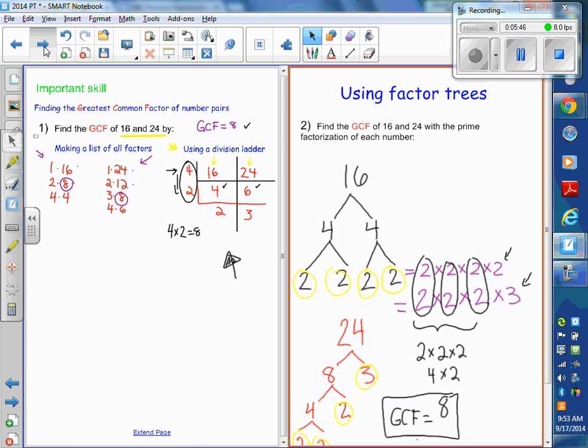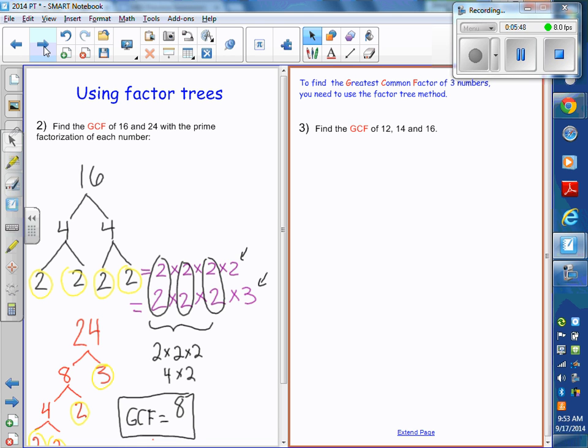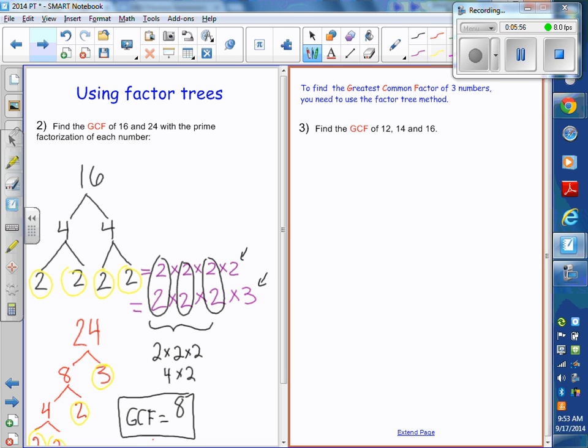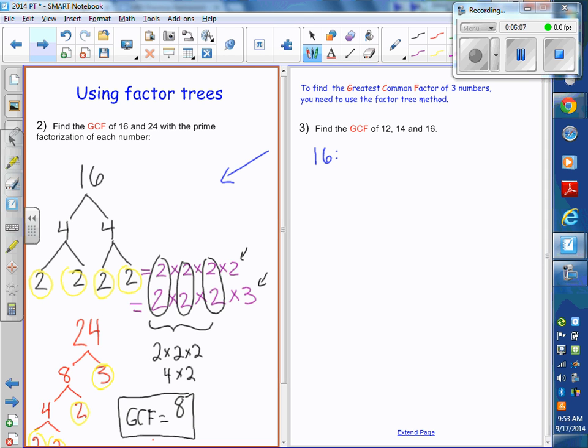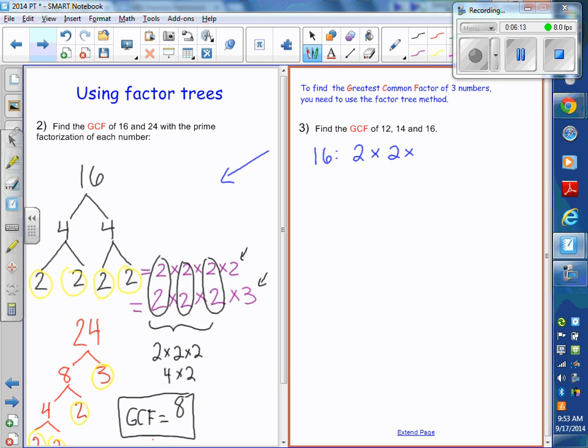So we're going to practice with three numbers. Now we're going to do the same process. We're going to find the greatest common factor with three numbers, but you have to use the factor tree method. So I already know what the prime factorization of 16 is, because I have it on this page here. So I'm going to just copy that work. 2 times 2 times 2 times 2.